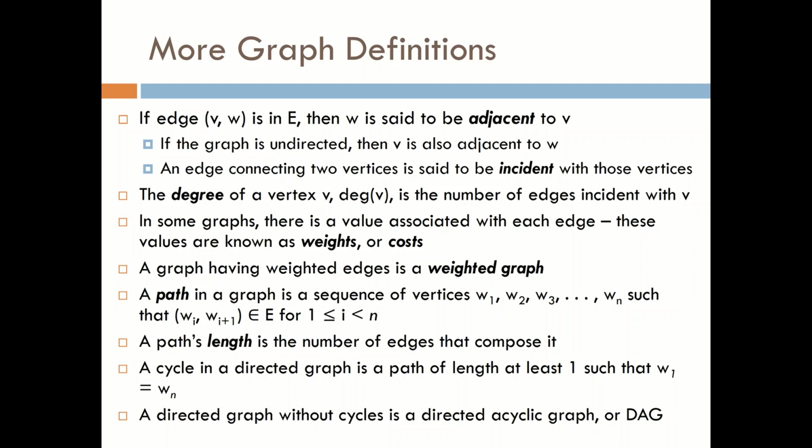A path in a graph is a sequence of vertices, W1, W2, all the way to Wn, such that for all i, (Wi, Wi+1) is an element of the edge set. In other words, running through the edge set, we can find a path connecting those individual components. So the path's length is the number of edges that compose the path.